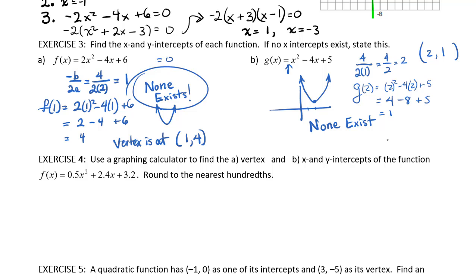But we will have y-intercepts for both of these. So the y-intercept is always the last term in the quadratic. So y-intercept at 0, 6 for the first one, and y-intercept at 0, 5 for the second one.